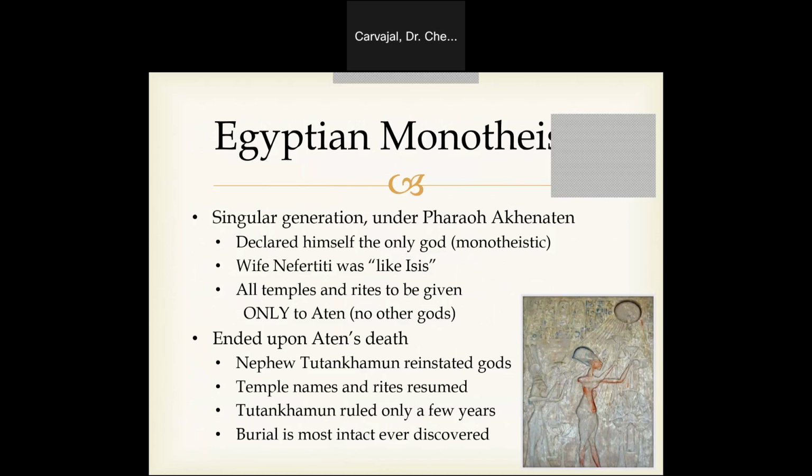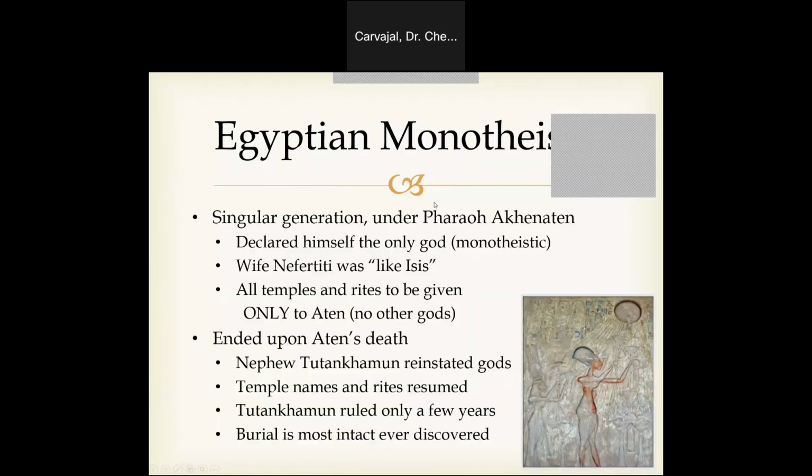So they went back to worshiping all of the gods that they had worshipped before, Osiris and Isis and all that. So it's funny how we're monotheistic, but just for a little bit. And that is all of chapter 1.